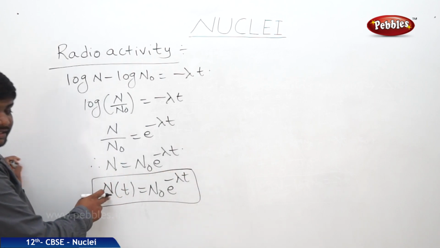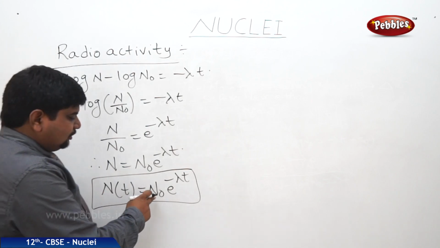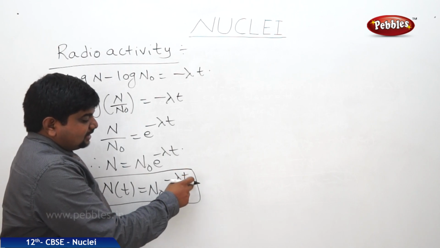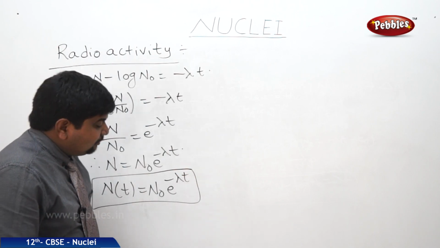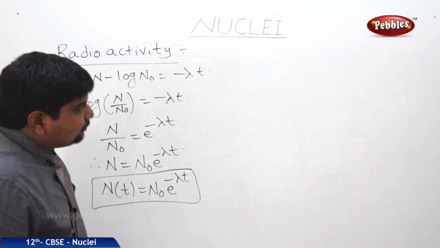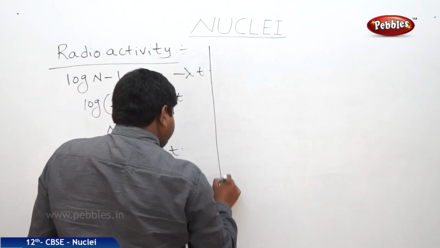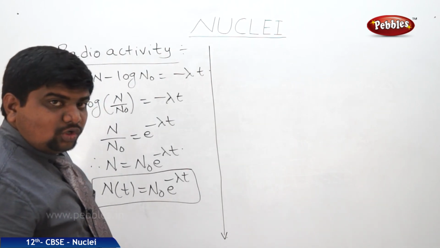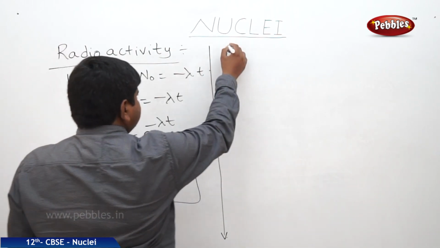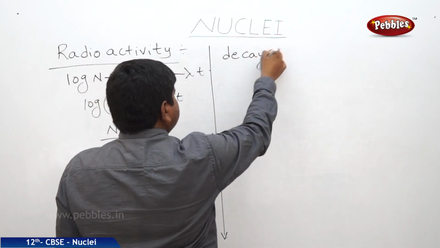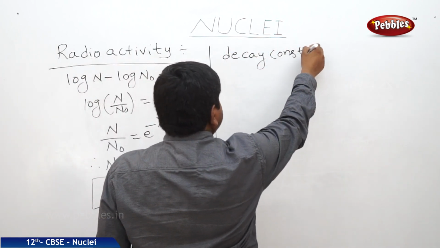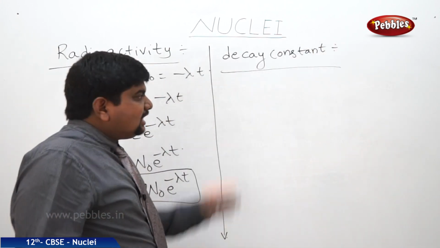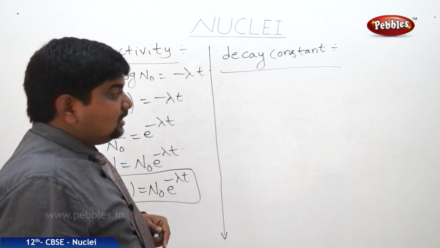The number of nuclides remaining is equal to the number of nuclides present in the initial state into exponential of minus lambda t, where lambda is the decay constant, which is respective to the time. Now we are going to find out the activity. So what is the activity? At which rate the decay is taking place, that is said to be activity.